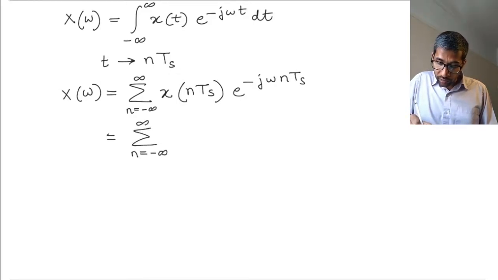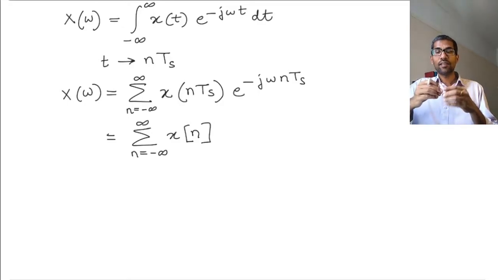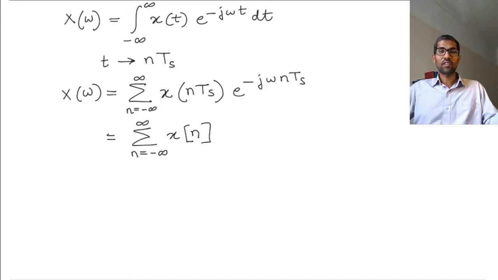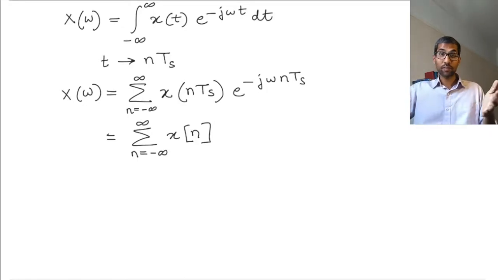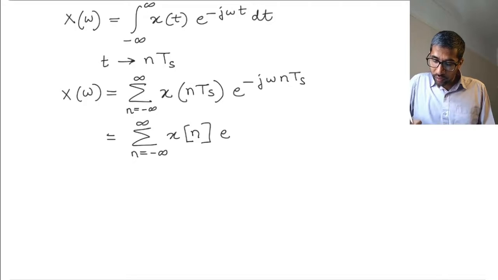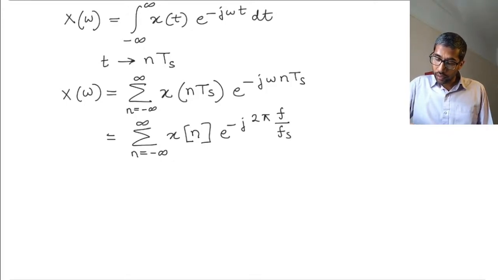So this becomes the summation from minus infinity to infinity of x[n], leaving the Ts outside, where x[n] is the nth element of the array x. Imagine all the samples are taken, and instead of being plotted in the time domain, they are now in an array, and each element has an index associated with it, and that's what x[n] is. Then let's write e to the power minus j, and open up omega as 2 pi f times Ts, but Ts can also be written as 1 over fs, because it's the sampling interval, which is the inverse of the sampling frequency. So you get f over fs times n.